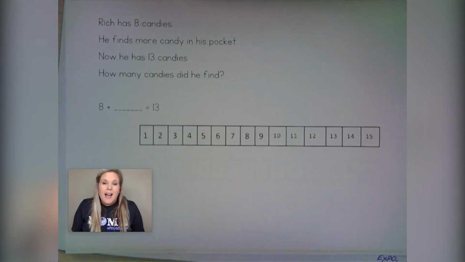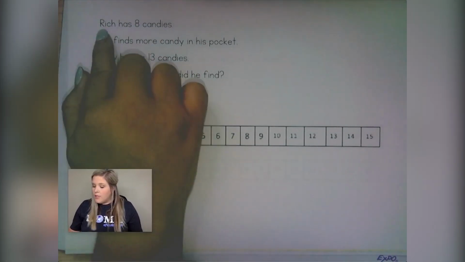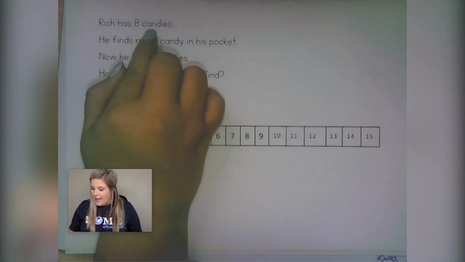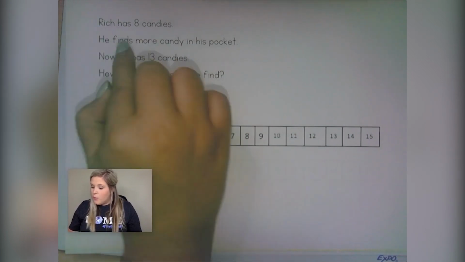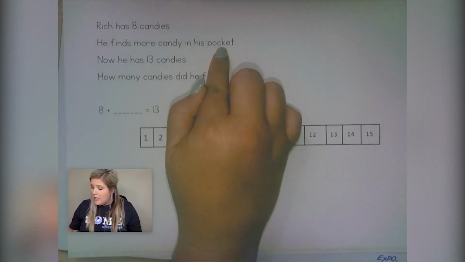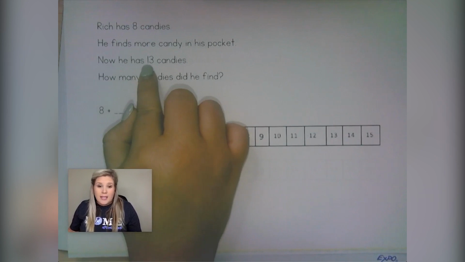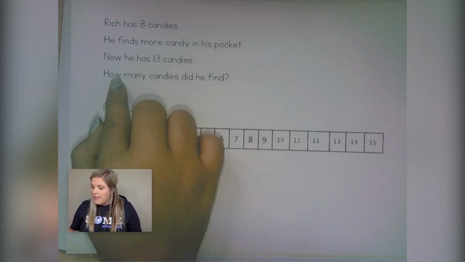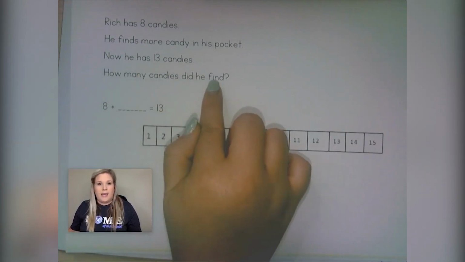Ready? I'm going to read the problem to you, but of course you are more than welcome to read it with me. Rich has 8 candies. He finds more candy in his pocket. Now he has 13 candies. How many candies did he find?